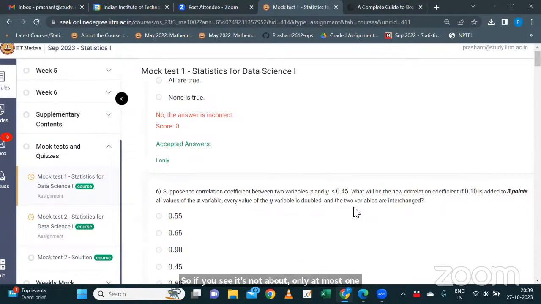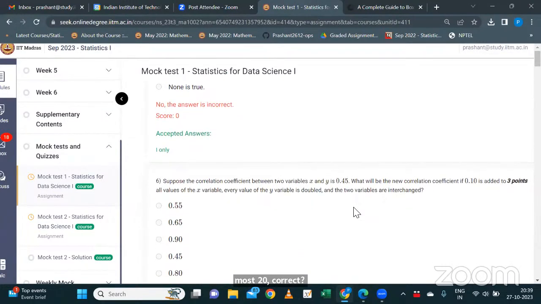Okay, so the next question. Sir, if data is given, like 4, 5, 6, 7, will we use sample or population formula? It will be clearly mentioned whether you have to calculate population or sample standard deviation. Don't worry about that. In quizzes and all, it will be clearly mentioned whether you have to calculate population variance or sample variance. Okay, sir, thank you.